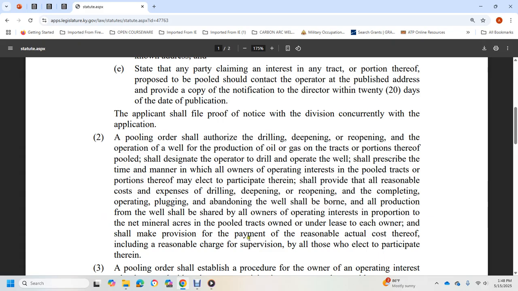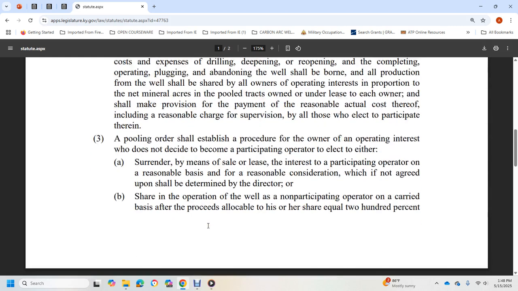Each owner shall make a provisional payment of a reasonable amount of the cost, including a reasonable charge for supervision, by all those who elect to participate therein. A pooled owner order shall be established.